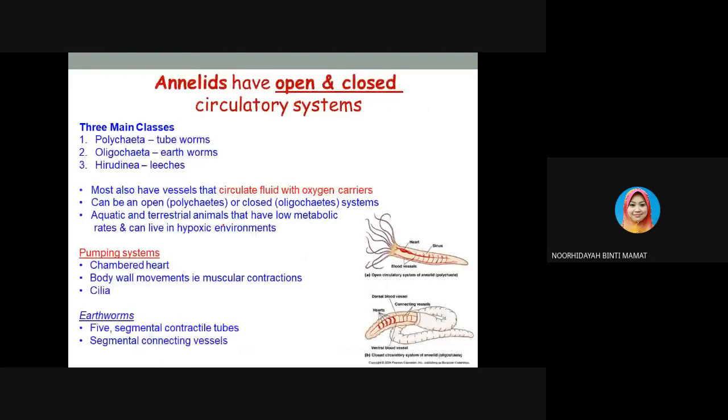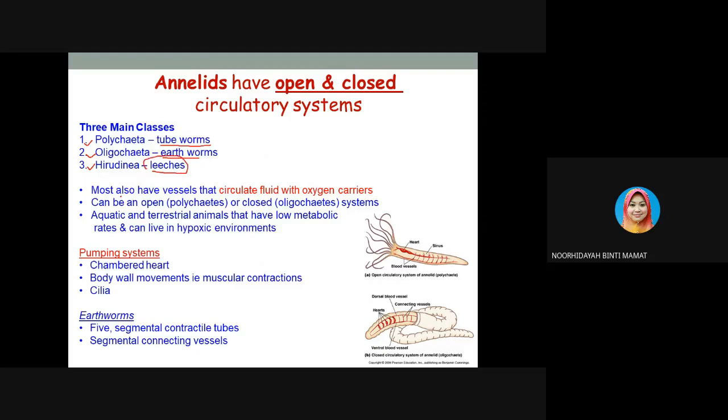So annelids, just now we were talking about the annelids. Some of them have open, and some of them have closed circulatory systems. In these annelids, they have three main classes. The first one is polychaeta, the second one is oligochaeta, and the third one is hirudinea. The polychaeta is a group of tube worms. The oligochaeta is a group of earthworms, while the hirudinea is a group of leeches.